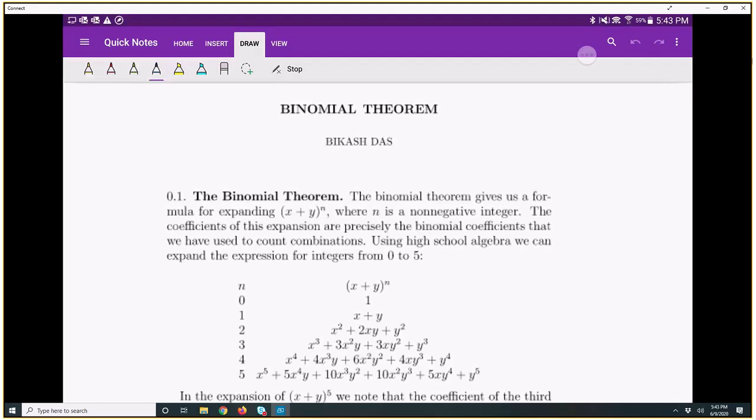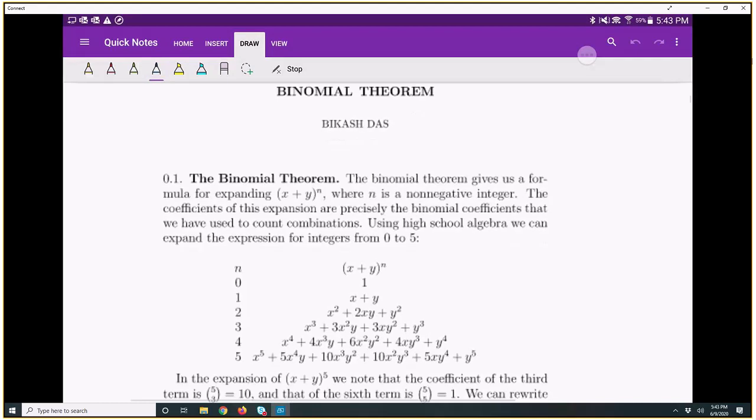Our last lesson in the module on counting will be a little bit more about binomial coefficients and the binomial theorem. The binomial theorem gives us a formula for expanding a binomial like x plus y raised to some power n, where n is a non-negative integer. The coefficients in this expansion, it turns out, are precisely the binomial coefficients that we've been using to count combinations, which is why we called them binomial coefficients.